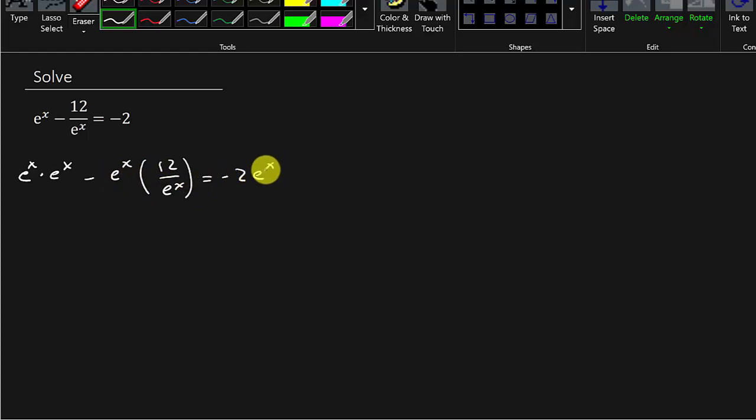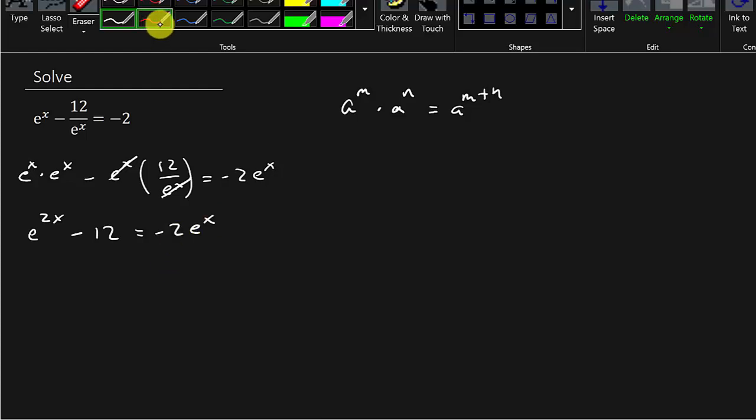All right. And so this is e to the x times e to the x. Well, when the bases are the same and you're multiplying, you add the exponents, right? Well, what's x plus x? 2x. The e to the x's cancel out, so that's minus 12 equals negative 2 e to the x. All right, so this is starting to look like something now.